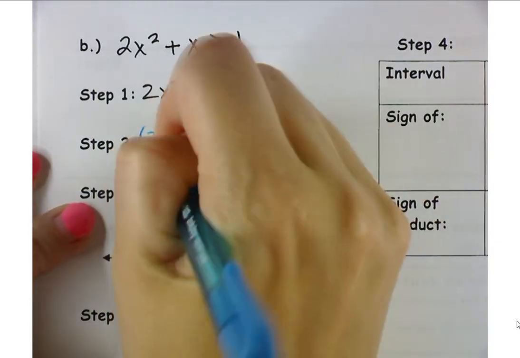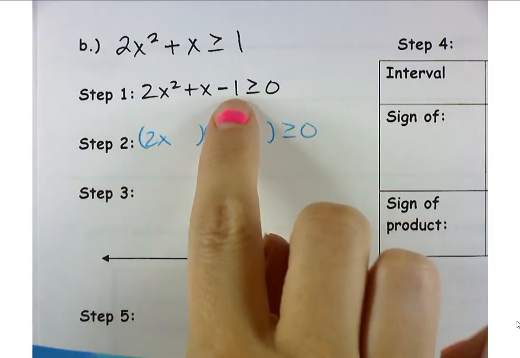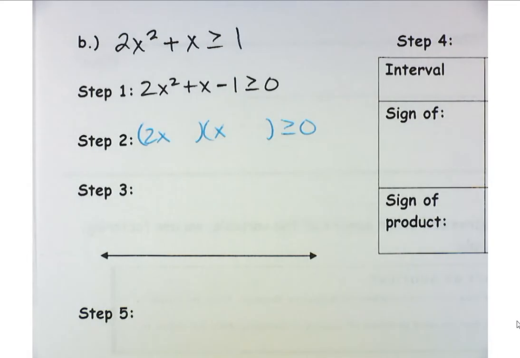This is also nice because my last number is prime. It's negative 1. The only way I can multiply to negative 1 is if I have a 1 and a negative 1. We just have to decide where the positive 1 goes, where the negative 1 goes. So make sure that you are checking it. If I want my middle number to be positive, then where is the positive 1 going to go? With the 2x or the x?